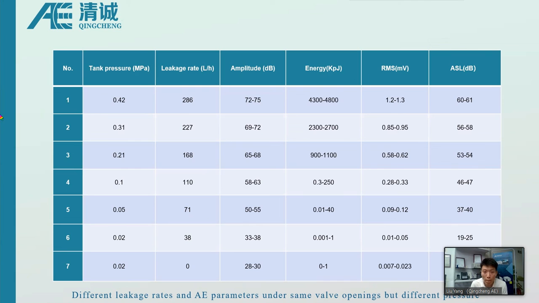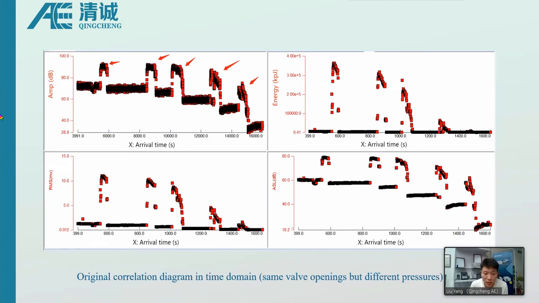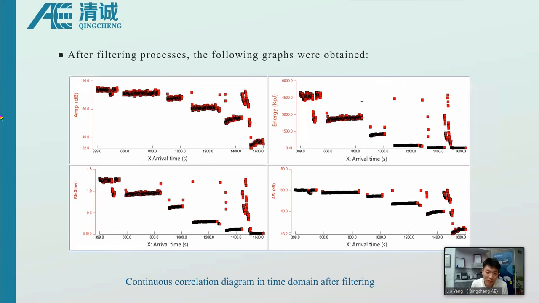And this is the original correlation diagram in time domain. As we can see, there is some noise here, because when we release the tank pressure, we turn the valve, which causes some noise. After the filtering process, we get this. As we can see clearly, the AE signal data also decreases step by step along with the tank pressure.